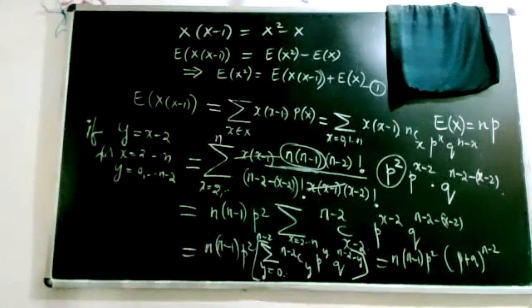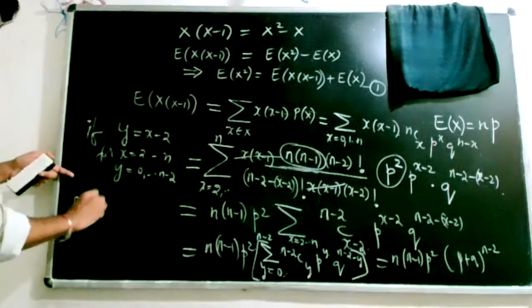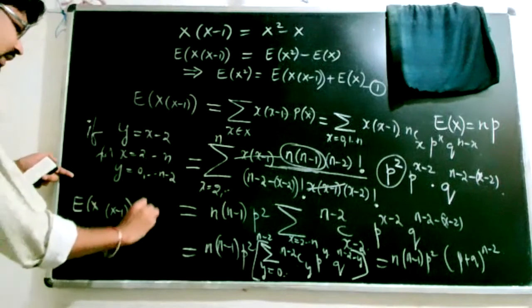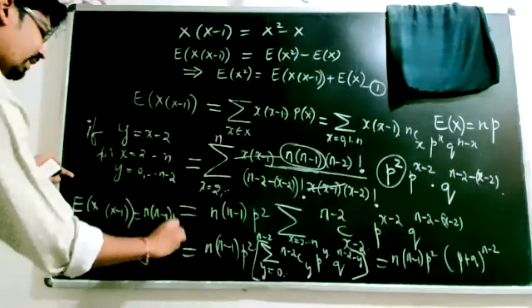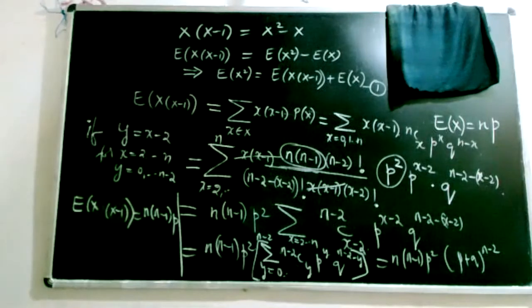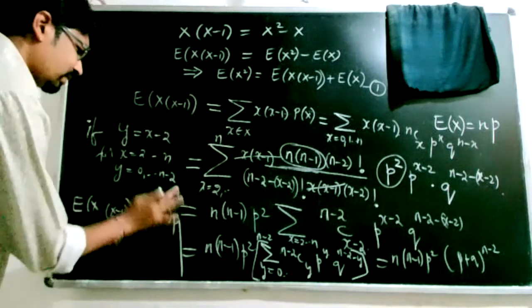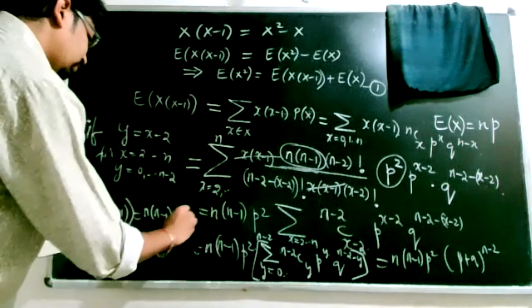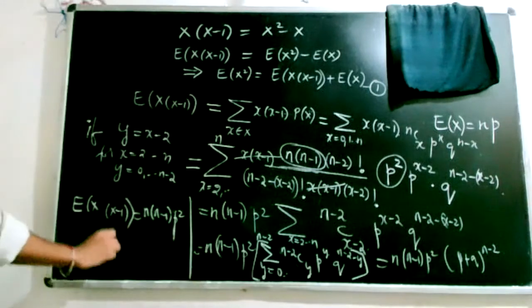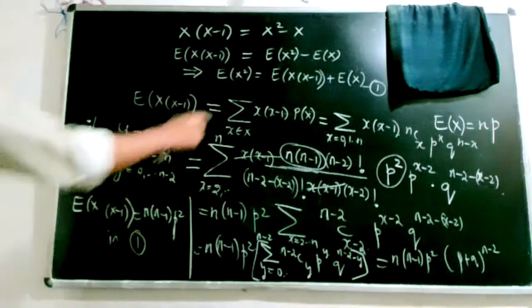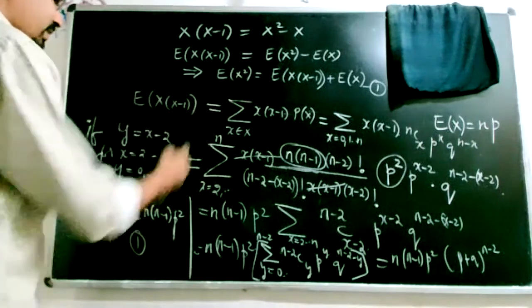So we have E of x into x minus 1 is equal to n into n minus 1 p square. So this is the value of expectation of x into x minus 1. Now we'll substitute this in the equation 1 and simplify for E of x square. So we can write this in the next line.